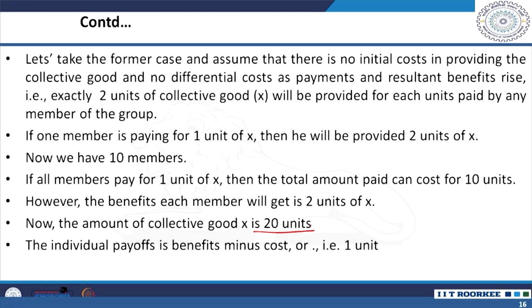So, the individual payoff in this situation can be defined as benefits minus costs. So, what is benefits minus cost? An individual member is paying for 1 unit of the collective good, however, he is getting 2 units of collective good in return. So, if you want to define individual payoffs, it will be the total benefits minus cost, that is 2 units minus 1 unit, which is 1 unit here.